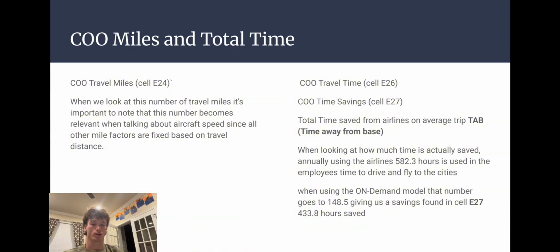The first one we were told to look at was the CEO travel miles. These travel miles are based on how far the CEO travels in private or on-demand travel. In the airlines, it doesn't matter. We're looking more at time because you spend time. But in the private world or private jets, whatever you want to call it, you're looking at miles because that matters whenever you're talking about how fast you're going.